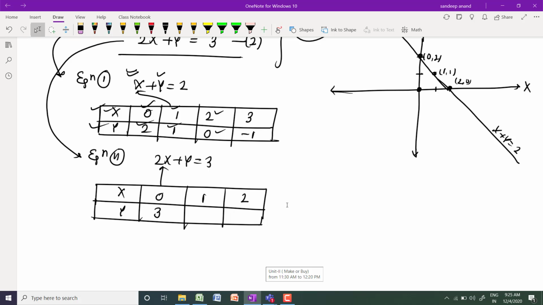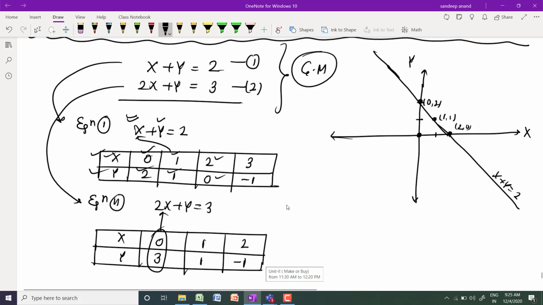If you put x equal to 1, you will get y equal to 1. Yes or no? And if you put x equal to 2, you will get y equal to -1. Yes or no? Now I am going to plot these points. 0 and 3, x equal to 0, y equal to 3, this point. So this is the first point, where x equal to 0, y equal to 3.